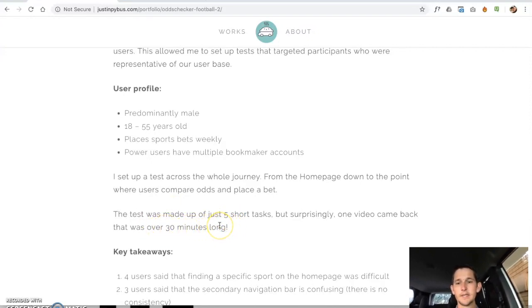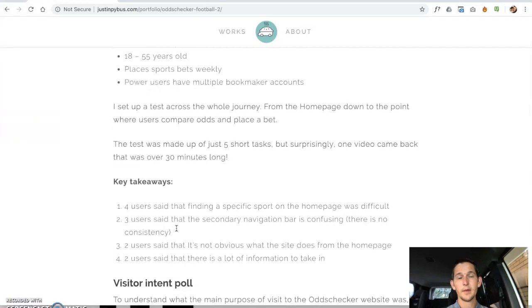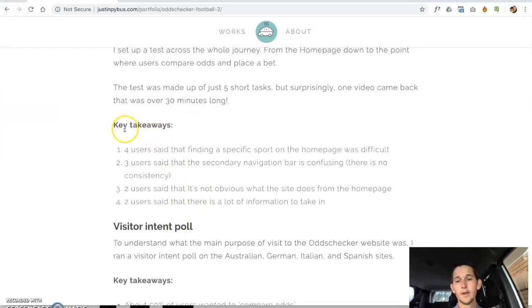And the kind of tasks that we set up were basically asking people to navigate maybe from the homepage all the way down to a fixtures page, maybe a game between Premier League and another team, and then comparing odds and then placing a bet. And like as I mentioned, one video came back and was over 30 minutes long, and this showed us immediately like this navigation does not make sense to the current user base. So it really needed to change. And that was a really persuasive argument when we pitched that to the stakeholders, saying like, look guys, we really need to redesign this.